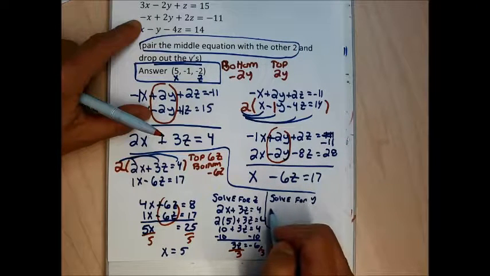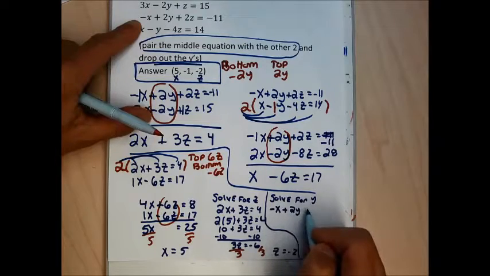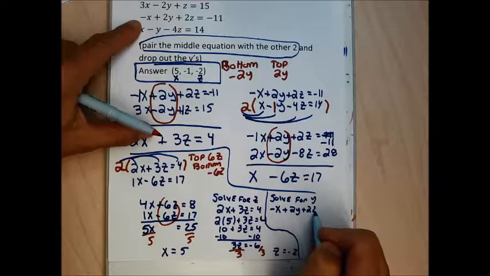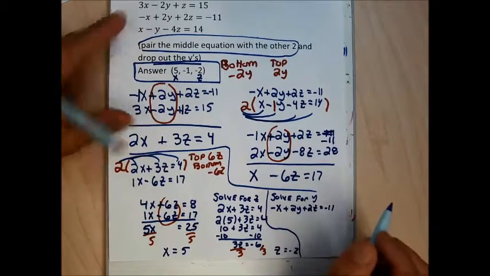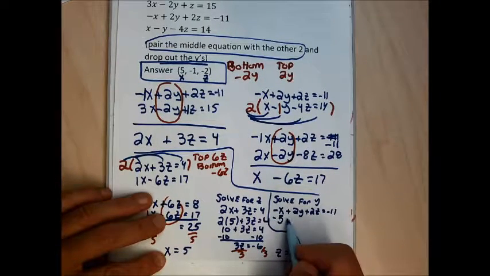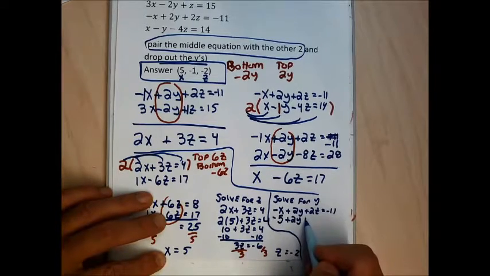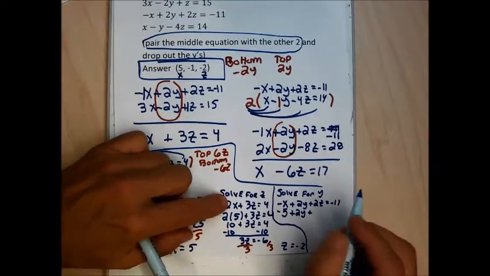To solve for y, I'm going to use the equation negative x plus 2y plus 2z equals negative 11. And in for x, I'm going to plug 5, so I'm going to get negative and then a 5. I'm solving for y, so I don't have anything to plug in for y. And then for z, I'm going to plug in negative 2.